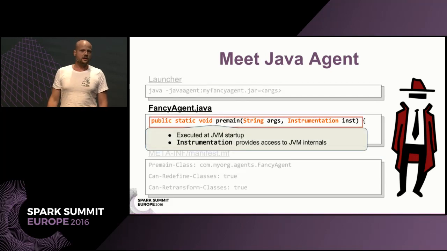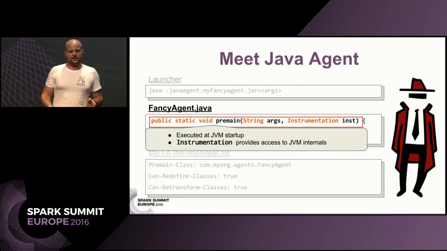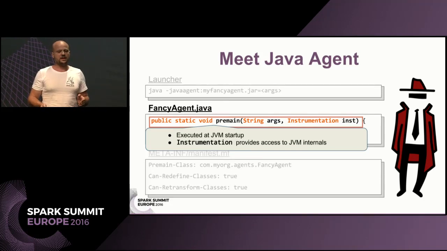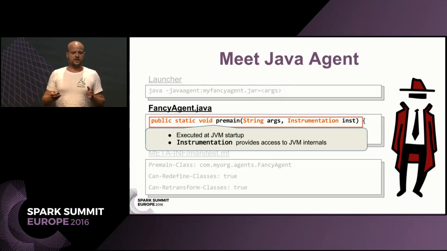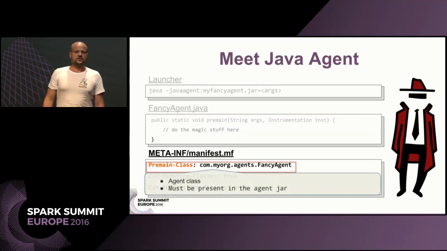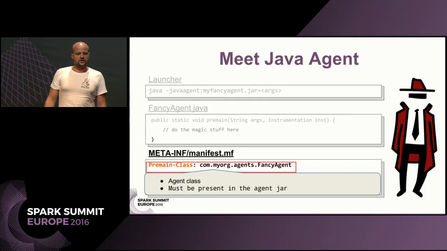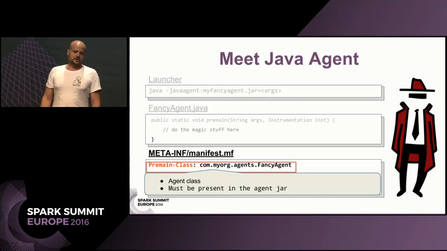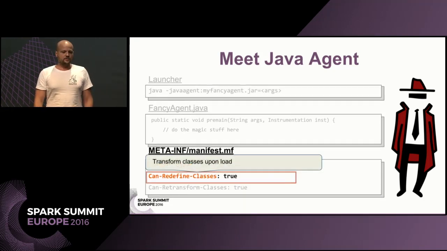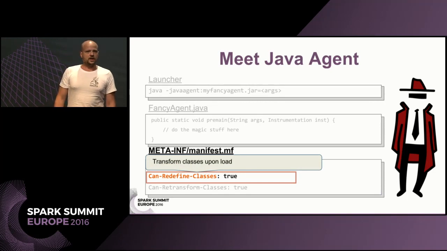Inside the agent jar file, there is an agent class, and the agent class is an ordinary Java class. The only requirement is that it must have a premain function or method, and this premain method must be of a specific signature. When you have this, you can register the Java agent in the jar manifest file, and also in the manifest file, you can specify which other capabilities the agent is requiring from the JVM.